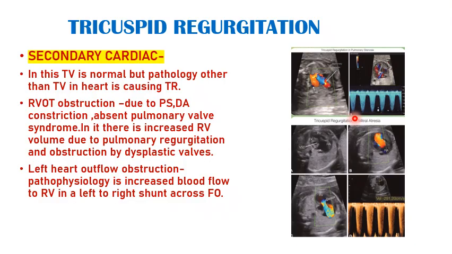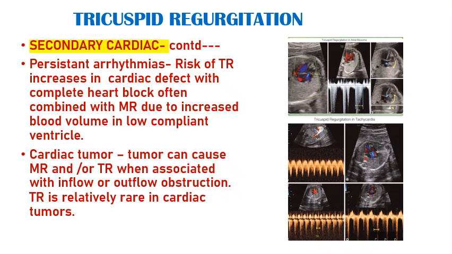In it, there is increased right ventricular volume due to pulmonary regurgitation and obstruction by pulmonary valves. Left heart outflow obstruction can also lead to tricuspid regurgitation. Pathophysiology is increased blood flow to the right ventricle in a shunt from left to right across the foramen ovale. Secondary cardiac pathology can also be due to persistent tachyarrhythmias.